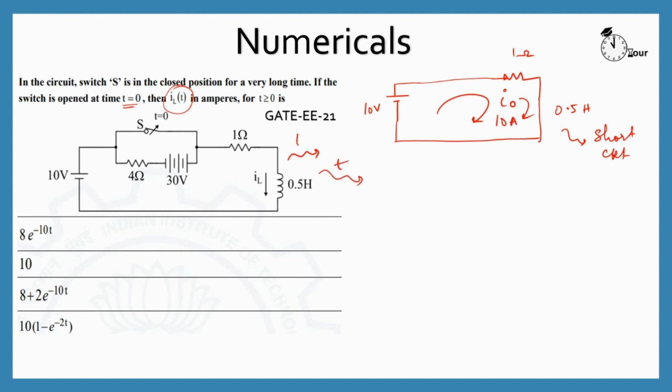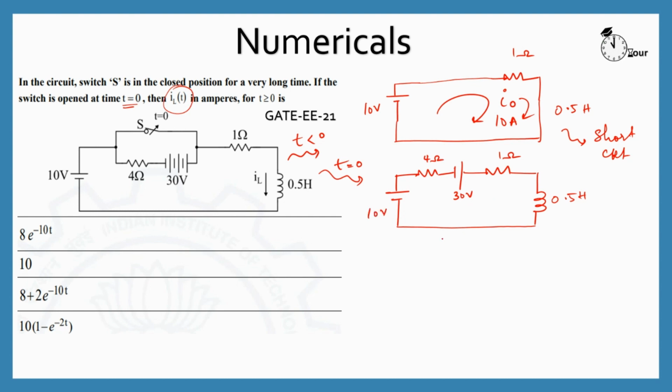So this is t less than 0, and this is t equal to 0. How is it going to look? I'm going to have this: there will be this 4 ohms, the 30 volts, 1 ohm, and an inductor of 0.5 Henry. So this is 0.5, this is 1 ohm, 30 volts, 4 ohms, and 10 volts.